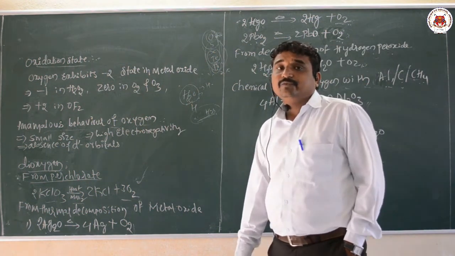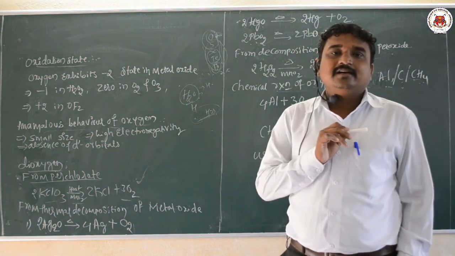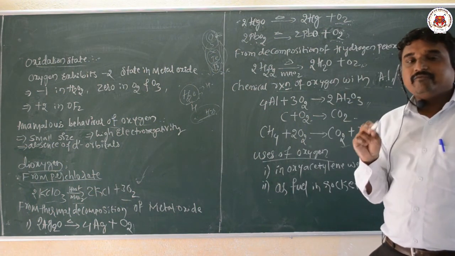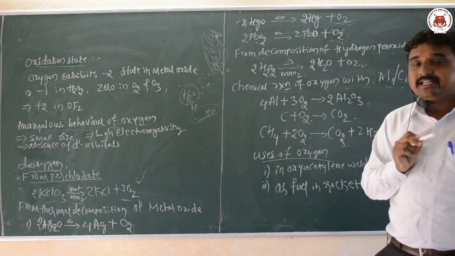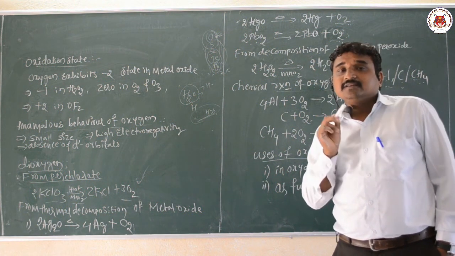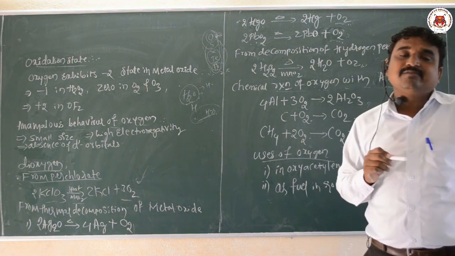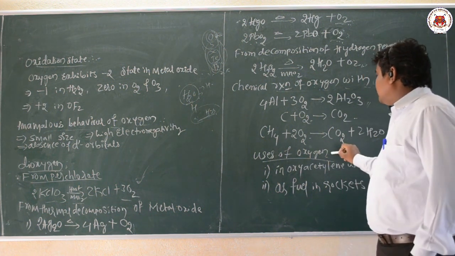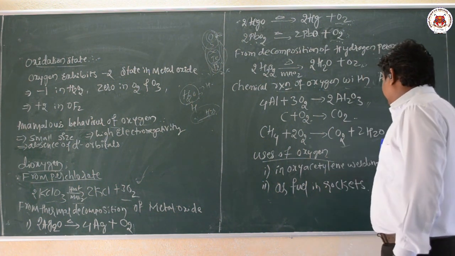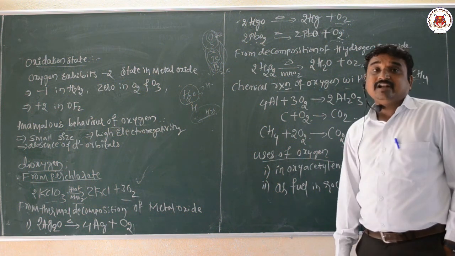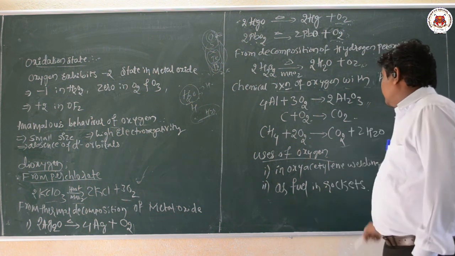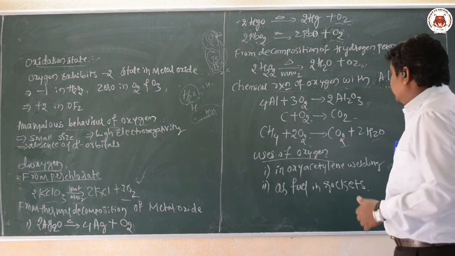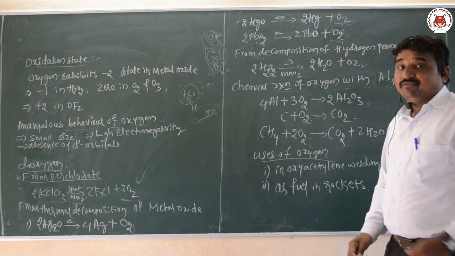These are the reactions of oxygen. When oxygen reacts with aluminum, there is a formation of aluminum oxide. When oxygen reacts with carbon, there is a formation of carbon dioxide. When oxygen reacts with methane, there is a formation of carbon dioxide and water molecule. Now the next concept is uses of oxygen. In oxyacetylene welding, dioxygen is used, it is also used in hospitals, and even as a fuel in rockets.